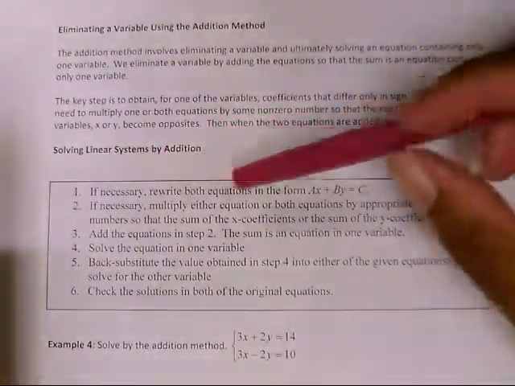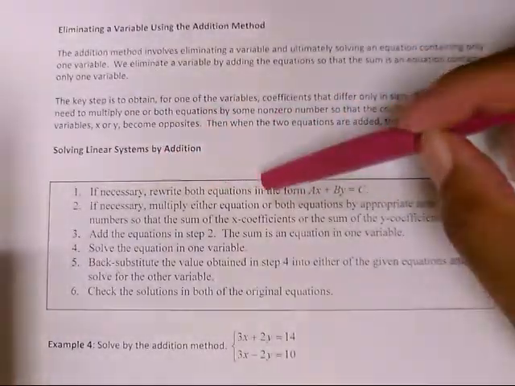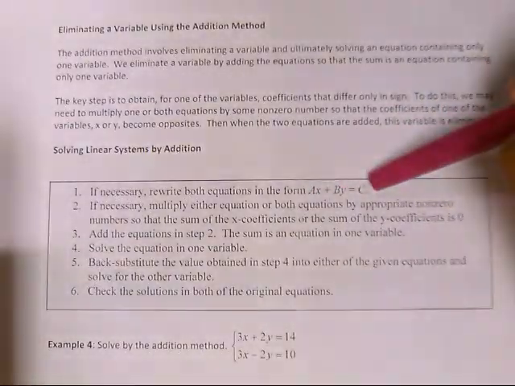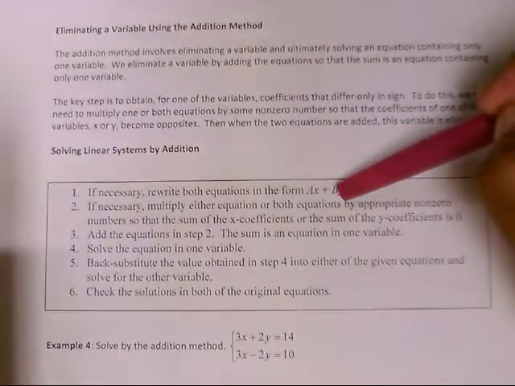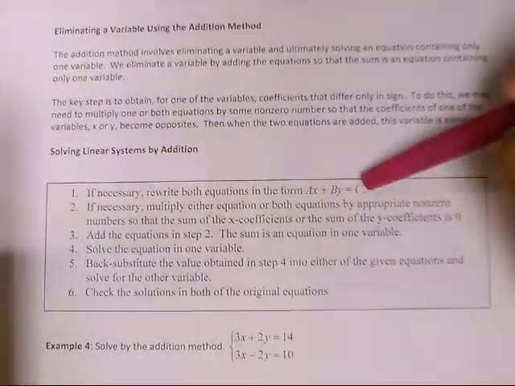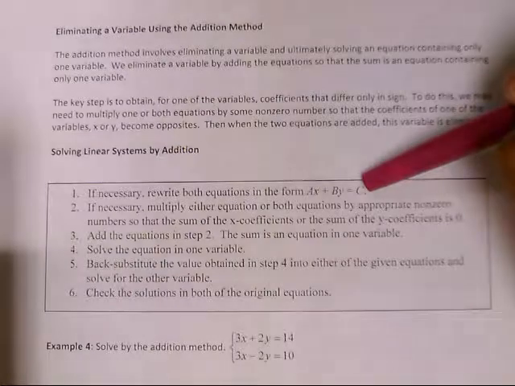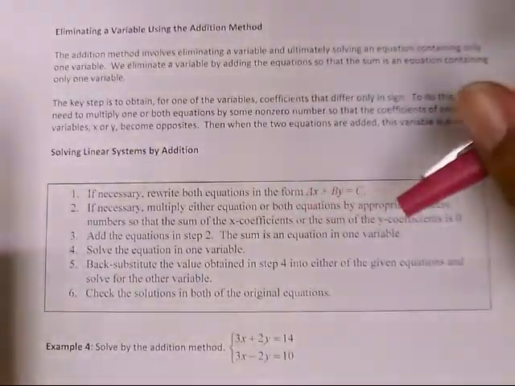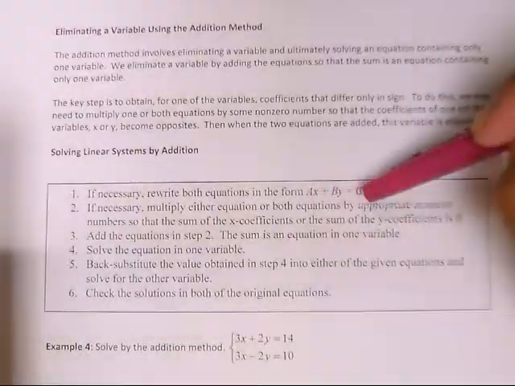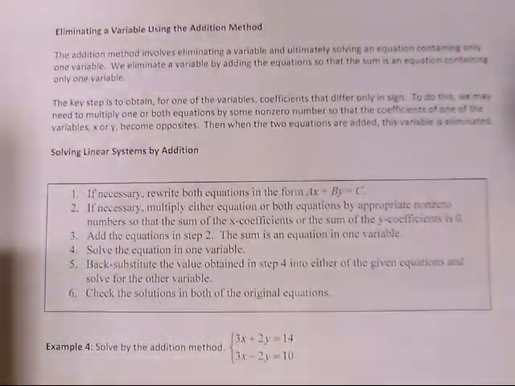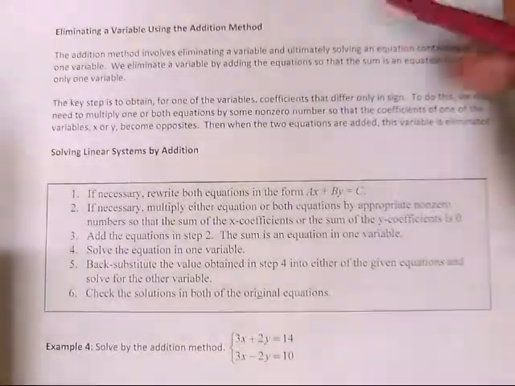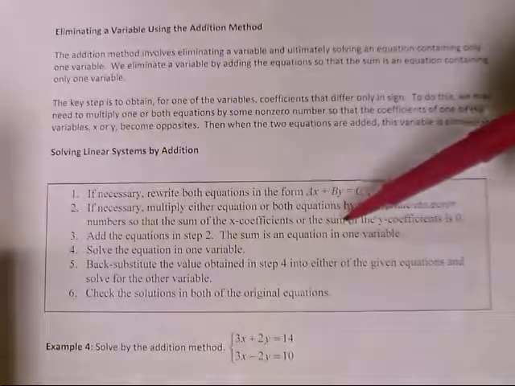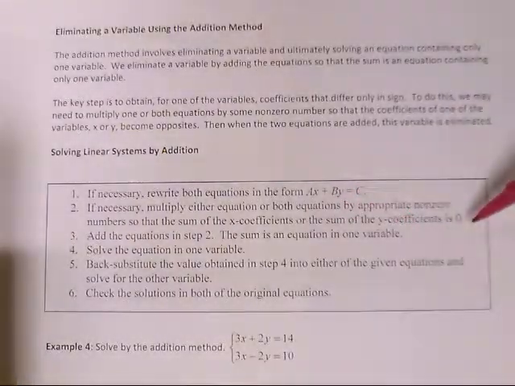If necessary, you may have to rewrite both equations in the form ax plus by equal to c. That means that the x and the y are on the left side and the constant is on the other side. Number 2. If necessary, multiply either equation or both equations by an appropriate non-zero number, so that the sum of the x coefficients or the sum of the y coefficients would be 0.